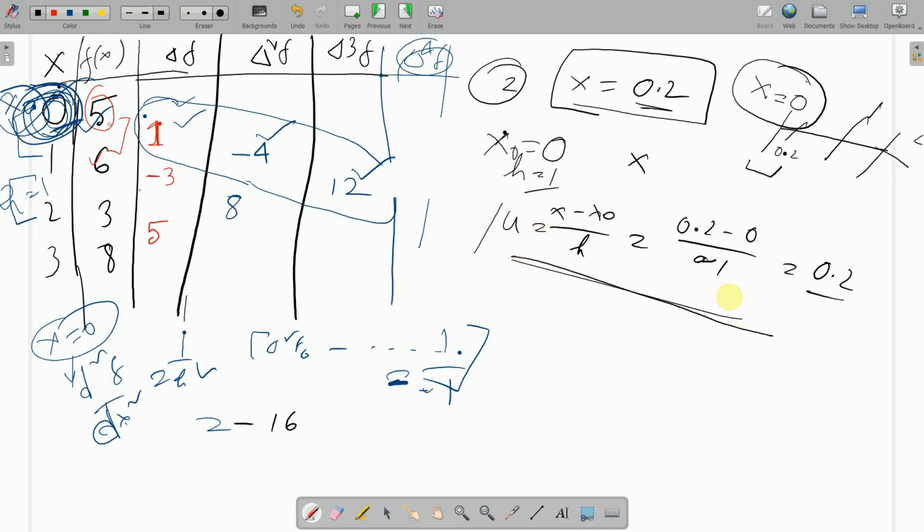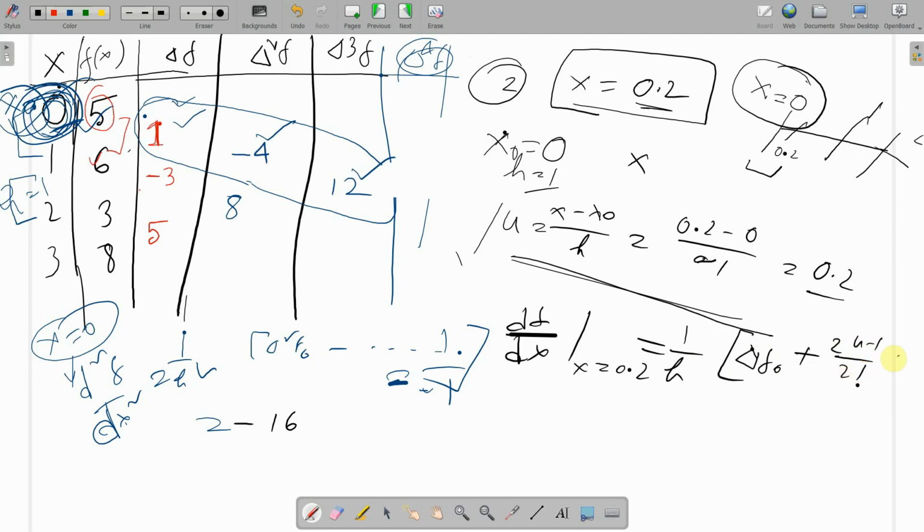Now you have to find which formula you will be using for df dx at x equals 0.2. This is how you will write it: 1 by h, the longest formula you will be using, not the simplest one: delta f0 plus (2u minus 1) by 2 factorial delta square f0 plus (3u square minus 6u plus 2) divided by 3 factorial delta cube f0. So using this formula, you will have the result. Put it. Now you know the u value.